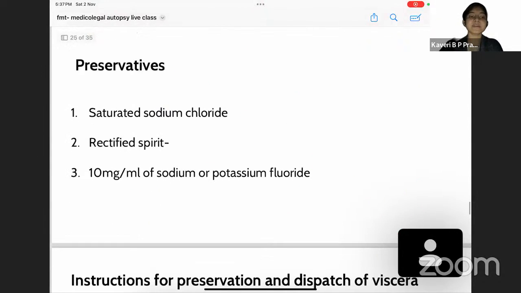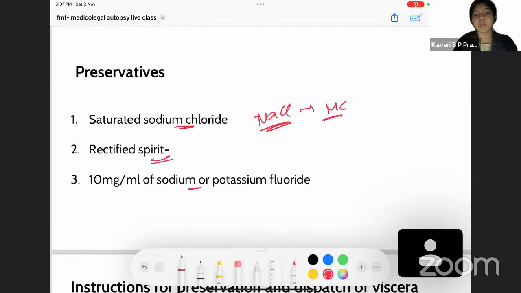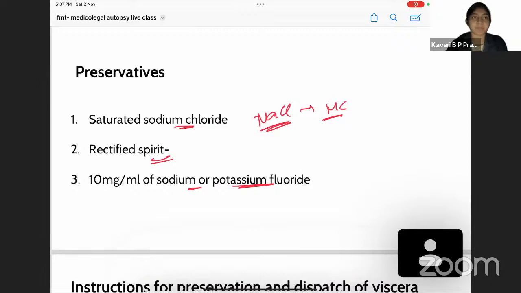Now, what are the preservatives that are used? You can use saturated sodium chloride, which is nothing but NaCl. This NaCl is the most commonly used preservative. You can also use rectified spirit, and you can also use sodium or potassium fluoride. So these are the three things: sodium chloride, rectified spirit, and sodium or potassium fluoride.